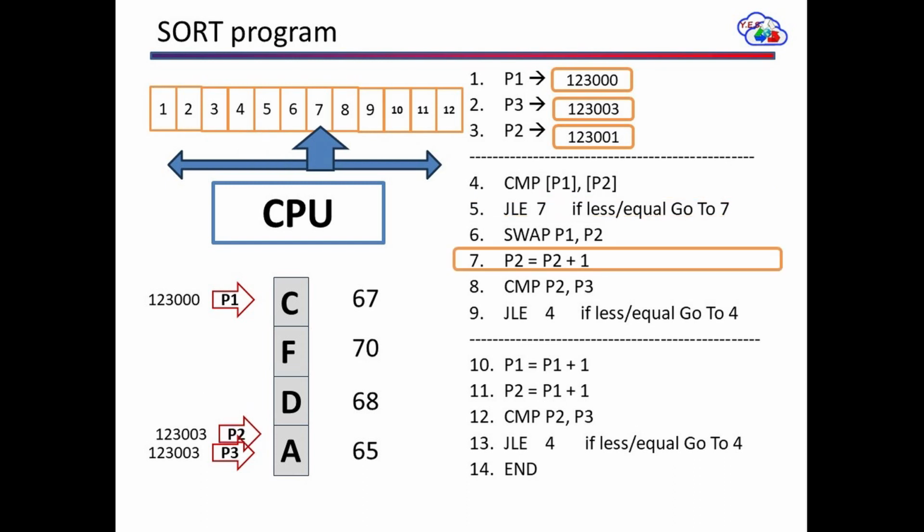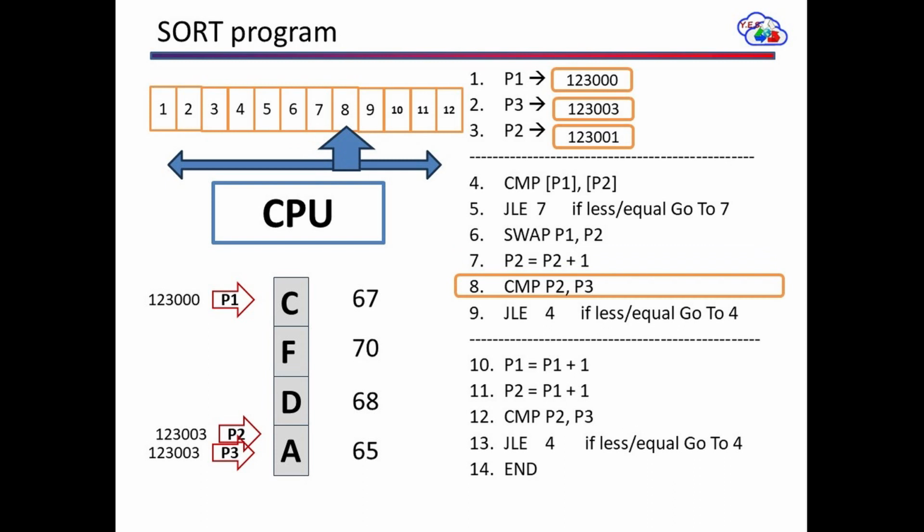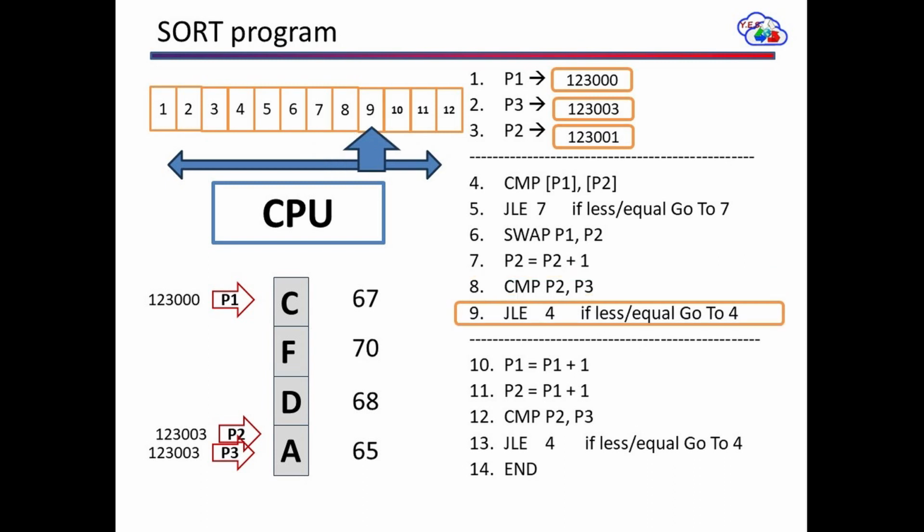P2 points to the next character. Compare P2, which is equal to 123,003, with P3, which has the same value. Skip if P2 is less than or equal to P3. In this case they are the same, so go to statement 4.